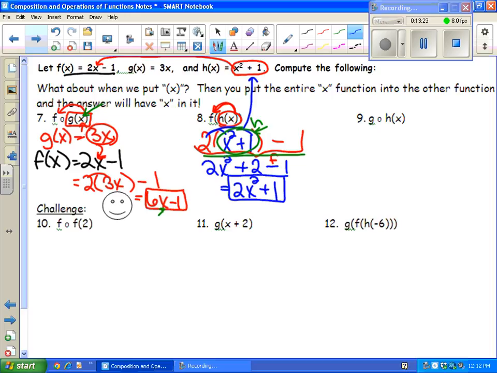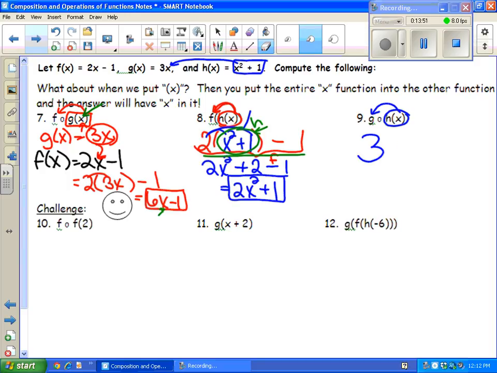Okay, which one are we going to do now in number 9? We're going to do h first. Closest to the x, come from the outside in. Where's h of x going into? Well, it's going into g of x. So let's just go back and look up here. H of x is x squared plus 1. This is h of x. Where's it going? It's going into what? G of x. So instead of saying 3 times x, I'm basically going to take out x, and what am I going to put in place of x? Well, I'm going to put what? X squared plus 1 into it.